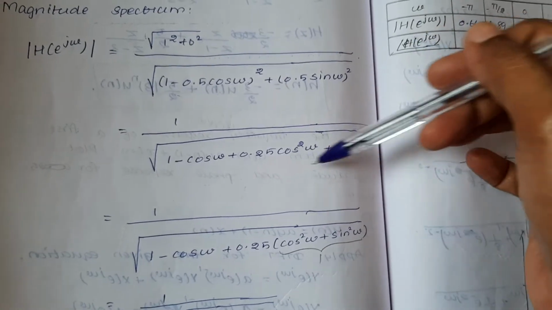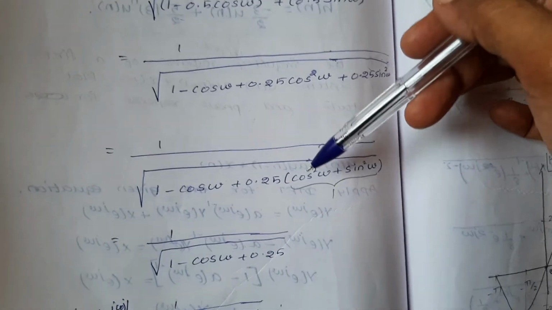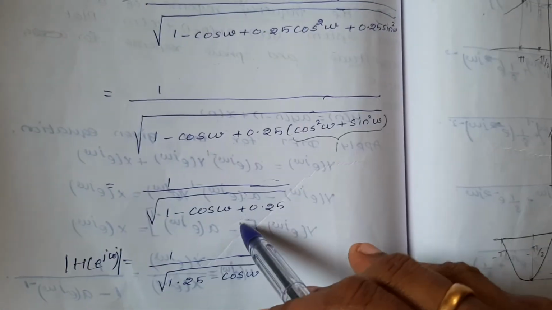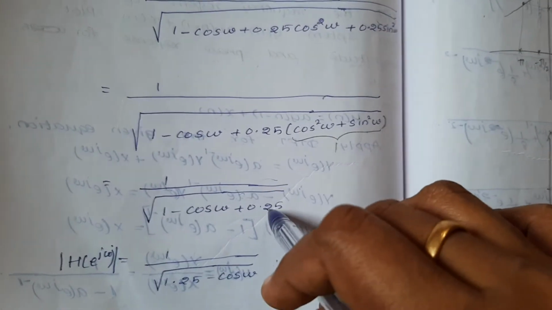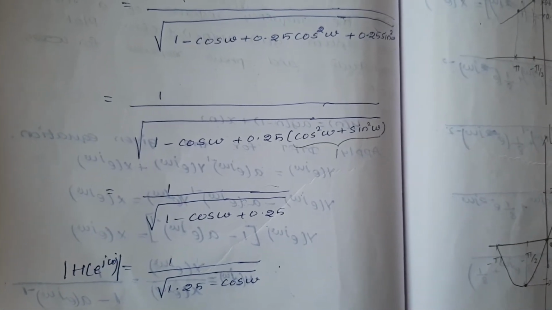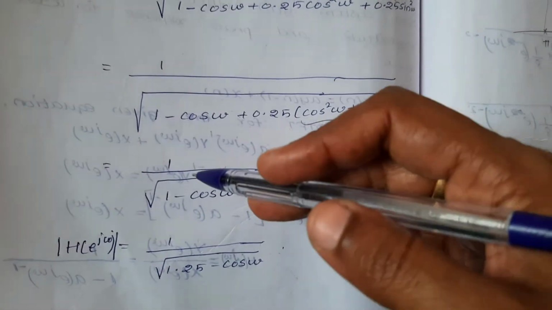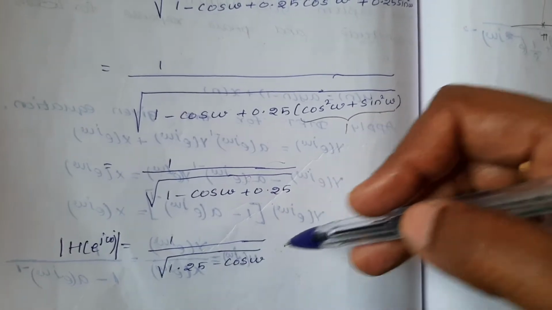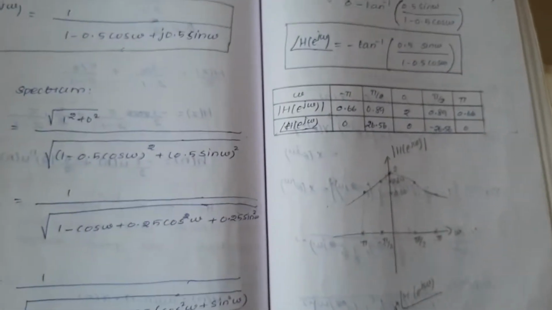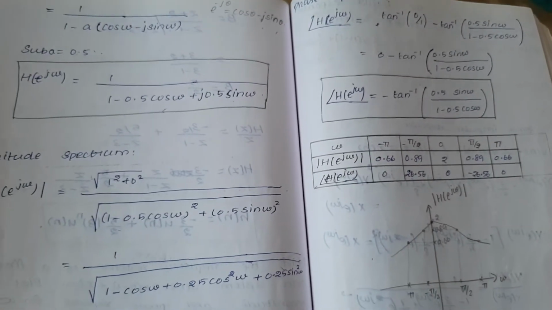So now from these two terms take 0.25 as common. So you will get cos squared omega plus sin squared omega. So we get the answer. இது நமக்கு a value. We get the magnitude spectrum. Okay, so now the magnitude spectrum answer is, so 1 plus 0.25 is 1.25, minus, root of 1.25 minus cos omega. Okay, so now next you can find the phase spectrum.